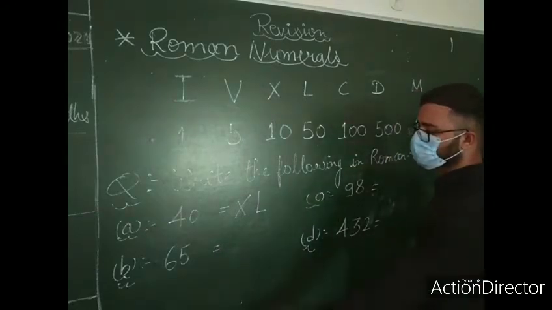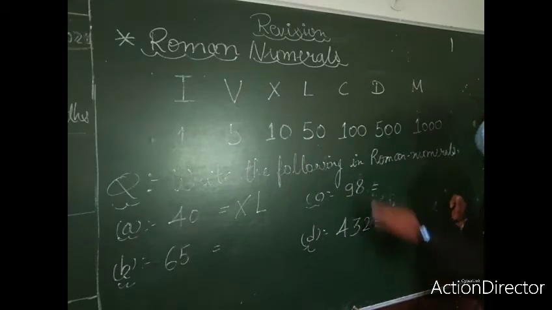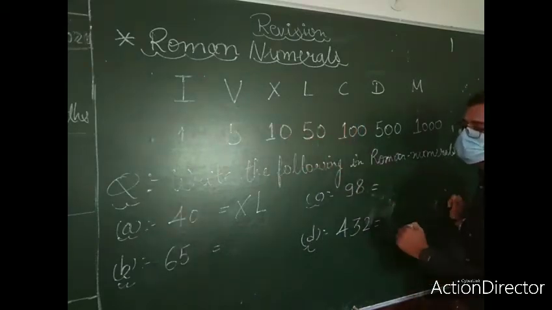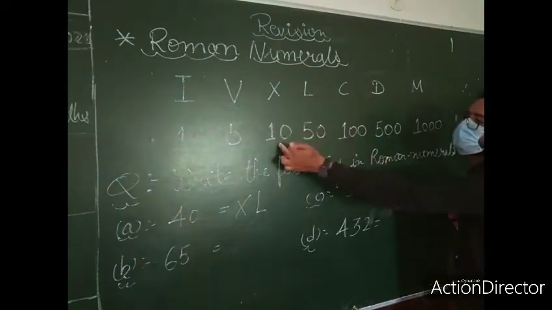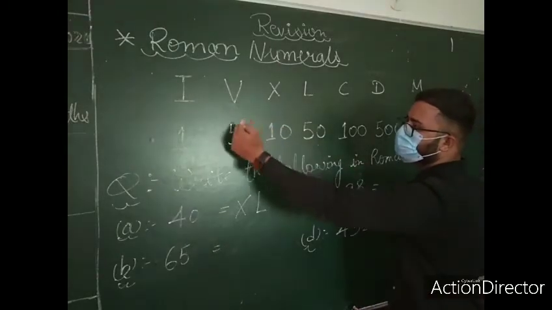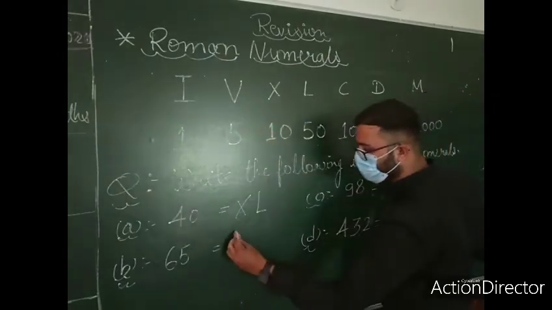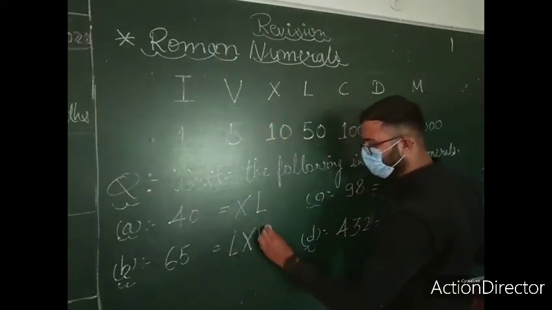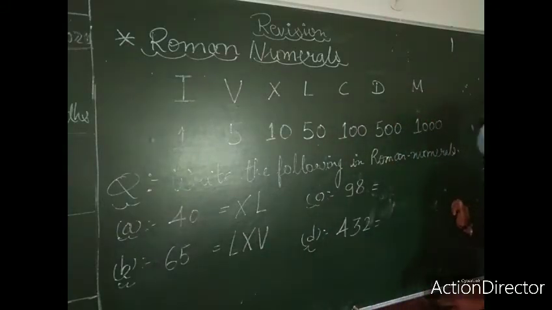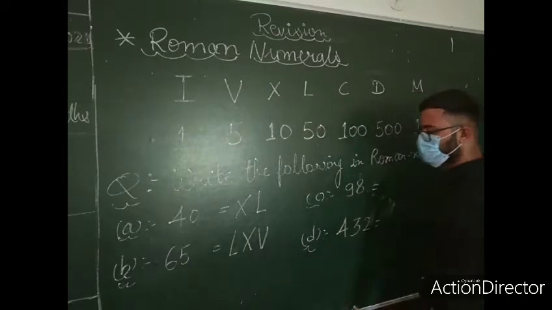Now how do we write 65? First we write LX. Why do we write LX here? Because 50 plus 10 is 60. And after that, what is the value of 5 here? We use V as the symbol of 5. So here we write LXV, right? 50 plus 10, 60, plus 5, 65.